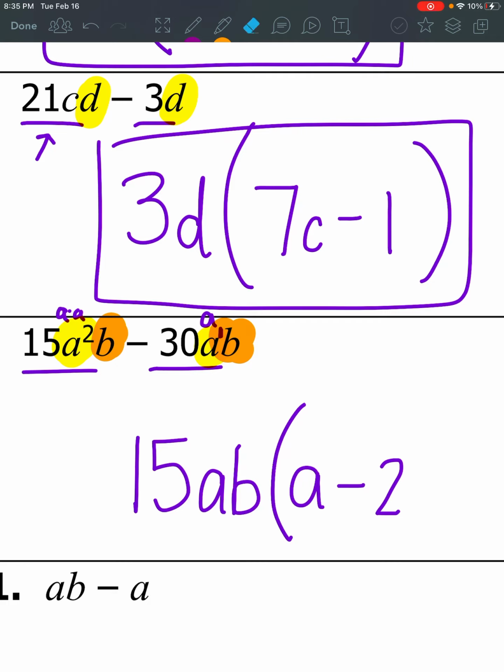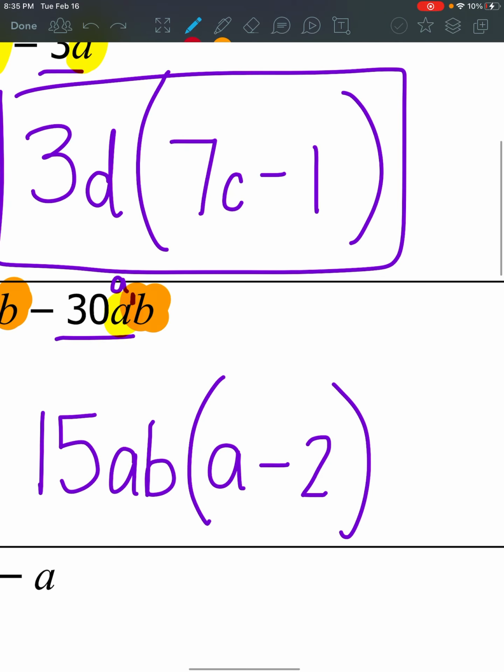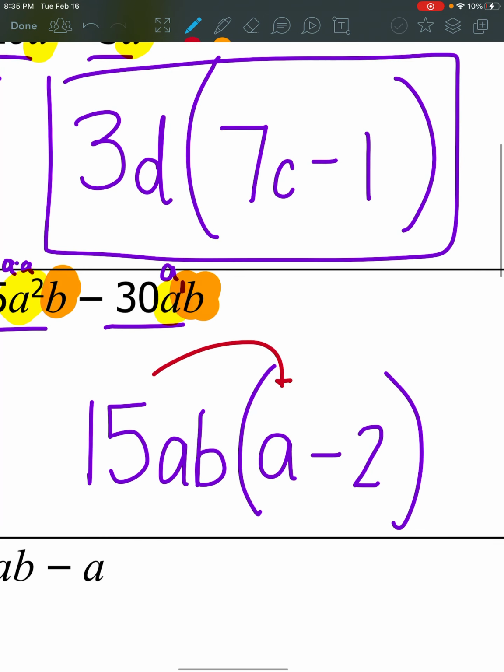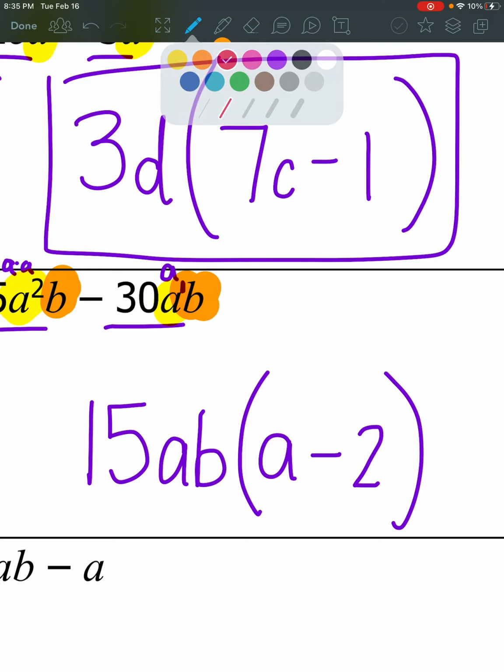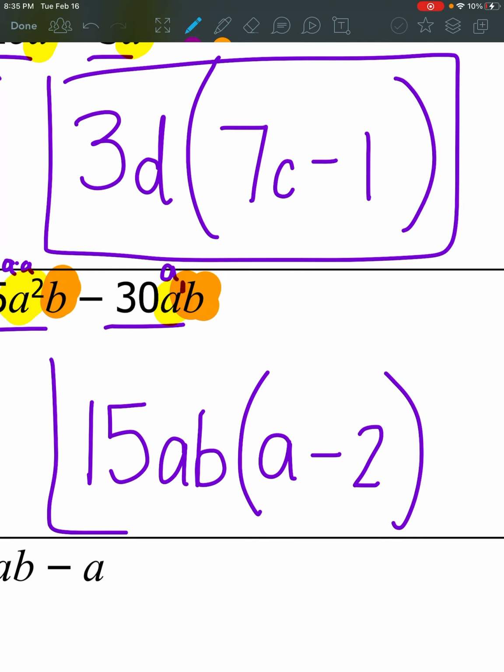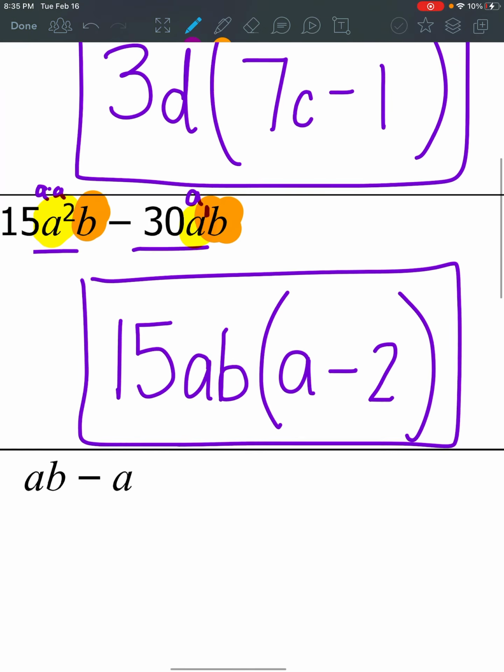So I'm actually going to scoop my parentheses a little closer here. And then I'm also checking in my head on these. So 15ab times a, we'd get 15a squared b, which is what we had. And then 15ab times -2, we'd get minus 30ab. So I checked my work just to make sure that it does go back to my original expression.